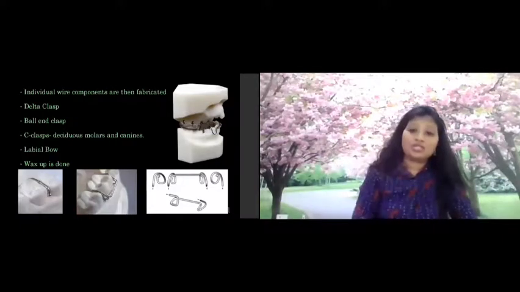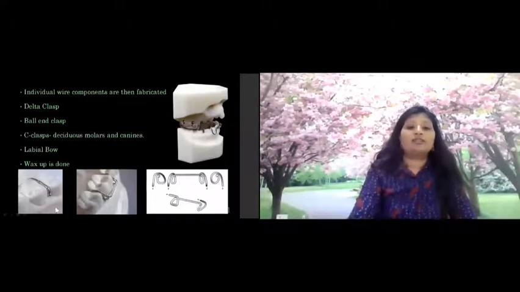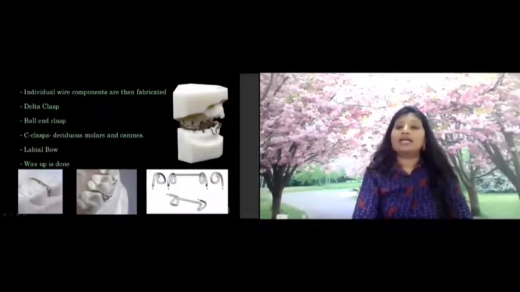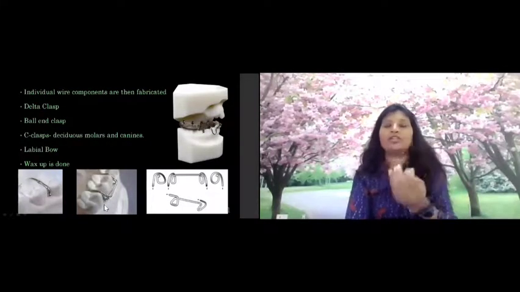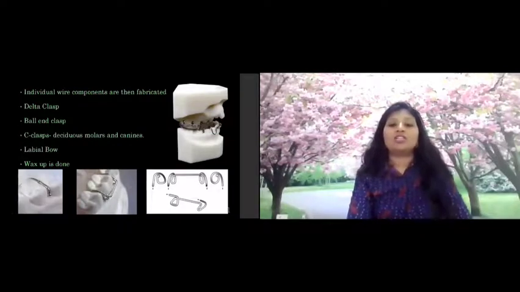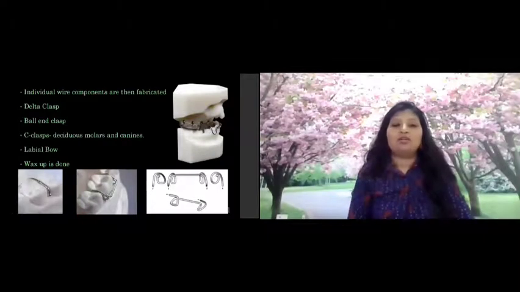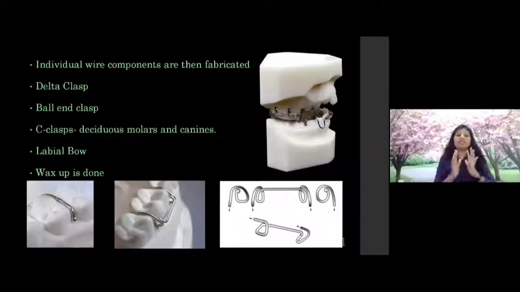What are the wire components which are required? First thing is you require a delta clasp. Delta clasp is supposed to be constructed on the maxillary first molar as well as the maxillary first premolar. If it is the early permanent dentition or late permanent dentition, it is easy to construct delta clasp, okay? Because the teeth have erupted by that time, so you can have the undercut area easily available for you for construction of the clasp.